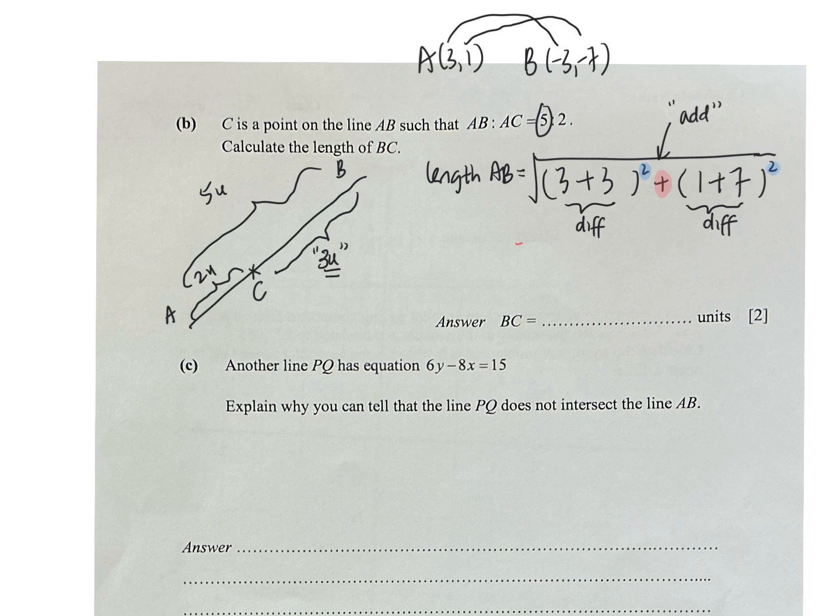Okay? So if you go and calculate, you end up getting 10 units for AB. So if 5 units is 10, you want to find 3 units. So what you will do is 10 divided by 5, times 3. So to find the length BC, you divide by 5 units, times 3, you will get 6 units as your answer. 6 units.